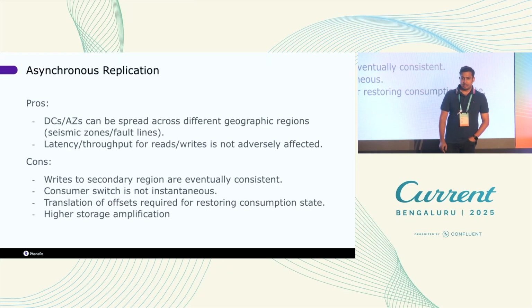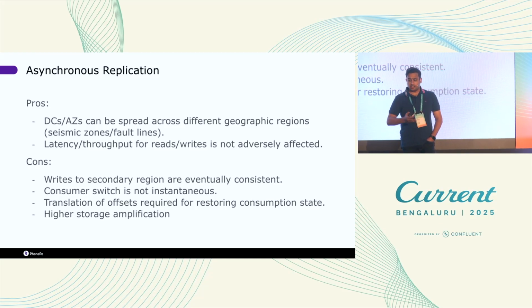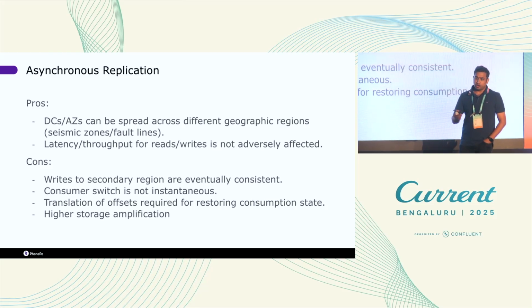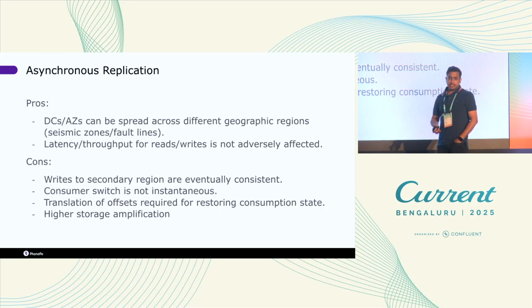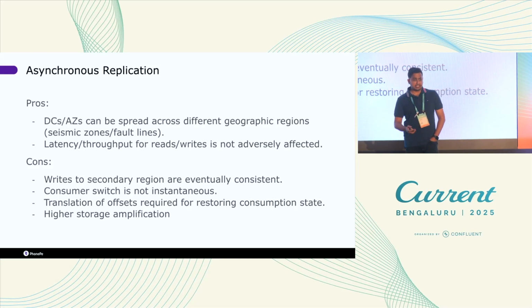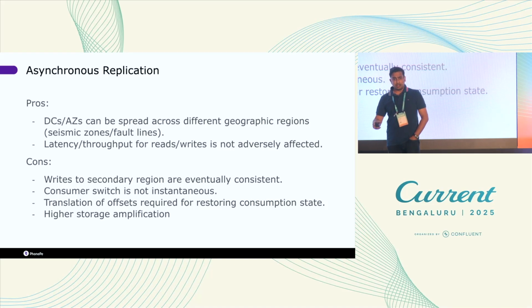With asynchronous replication, your two Kafka regions or two Kafka data centers can be in different seismic zones, or maybe across different continents. So you don't care about the distance between the data centers because the replication is happening in an asynchronous fashion. Your latencies are not impacted because all of the writes are happening local to your data center. So if your application is running in data center 1, your writes are also happening in data center 1. So your latency is not impacted and write throughput is not impacted.